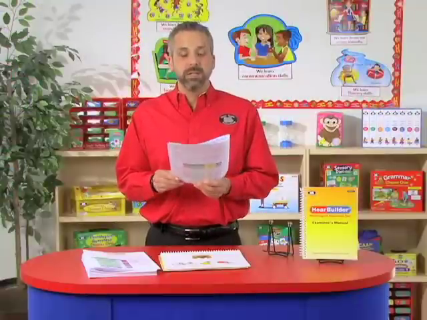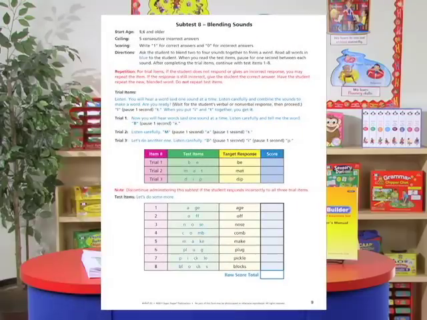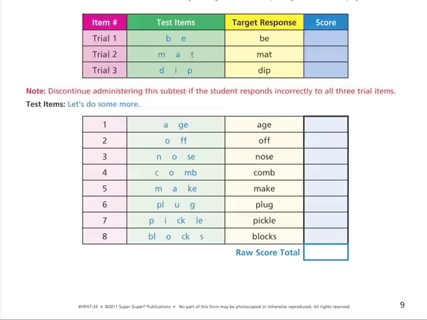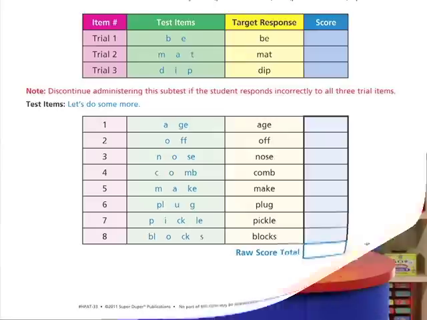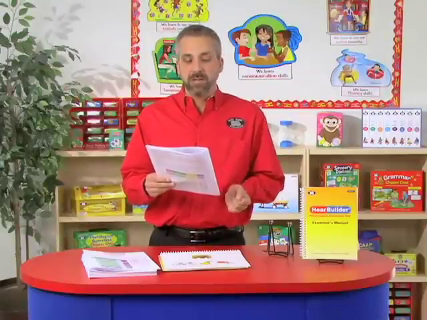For the next one, we have blending sounds. And here, we're getting a little bit harder now. I'm going to give you just the sounds that are in a word. So I'm going to say o, f. And wait for the child, and hopefully they'll say off. N, o, s. And then the child says nose. I'm going to say m, a, k. And the child says make. So that is our blending sound section.